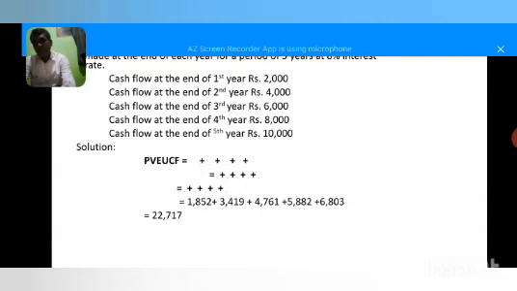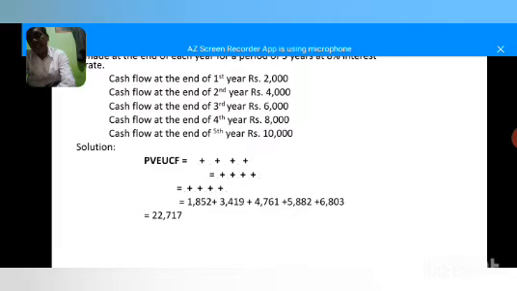We are adding these five years' present values: first year present value 1852, second year present value 3490, third year 4761, fourth year 5882, plus fifth year 6803. Adding together we get 22,770.